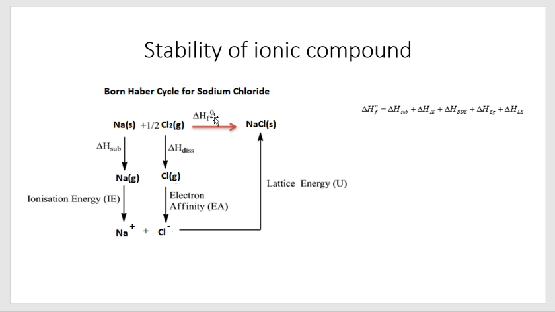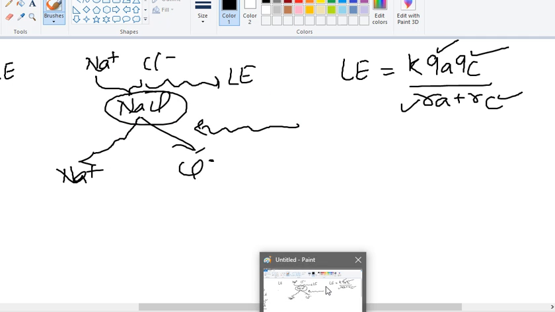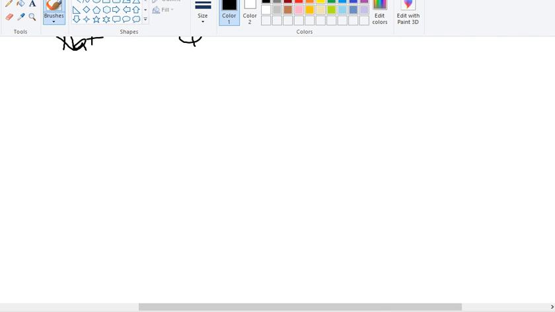What is standard enthalpy of formation? The standard enthalpy of formation means the amount of energy released or absorbed during formation of 1 mole of compound from its constituent atoms is called standard enthalpy of formation.